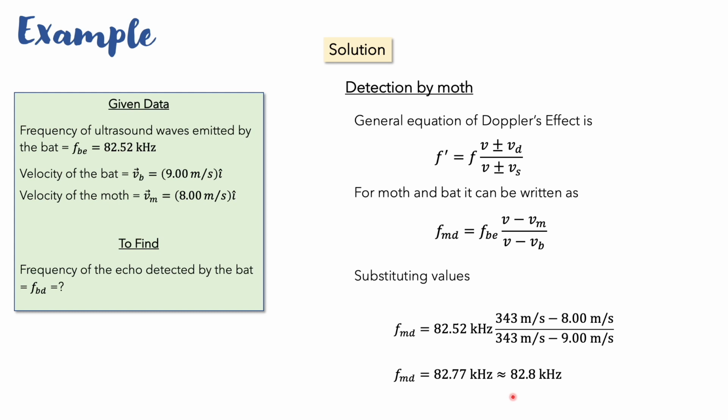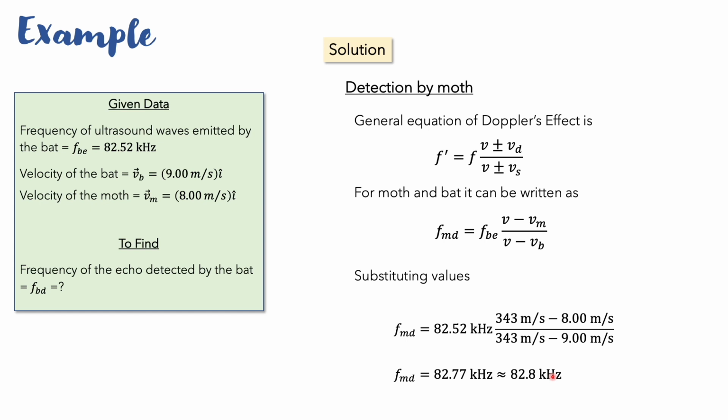Now why did we need this frequency? We were actually asked to calculate the frequency of the echo detected by the bat. The echo is the one that is reflected from the moth, meaning when it is reflected it will have a different frequency than what was emitted. That is why we had to calculate this one. So the bat emitted 82.5 kilohertz, but when it struck the moth it was approximately 82.8 kilohertz. Now this is the wave that is reflected.